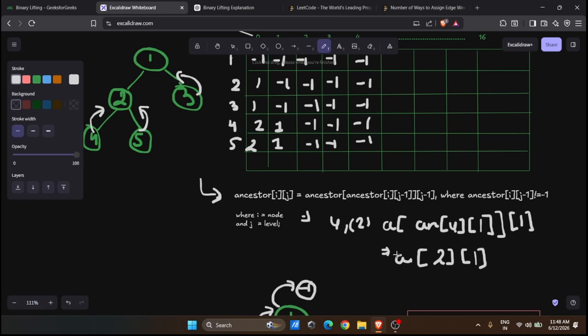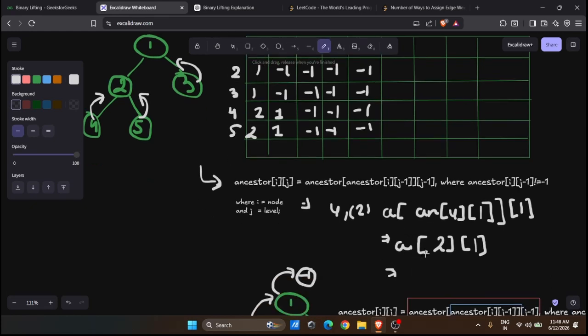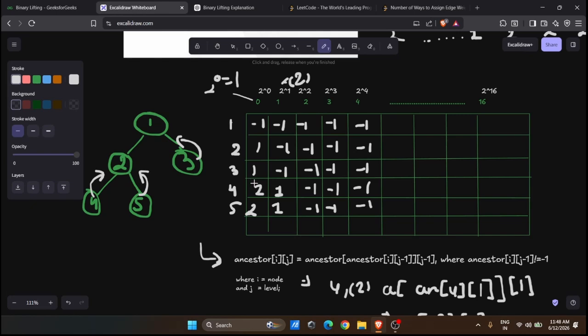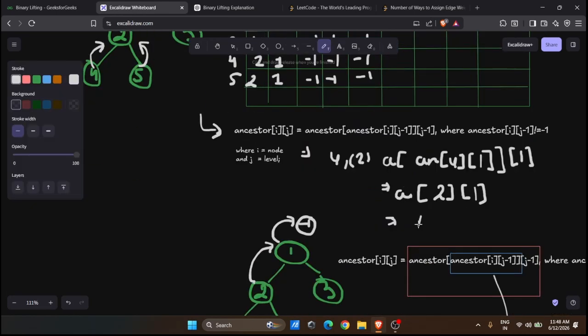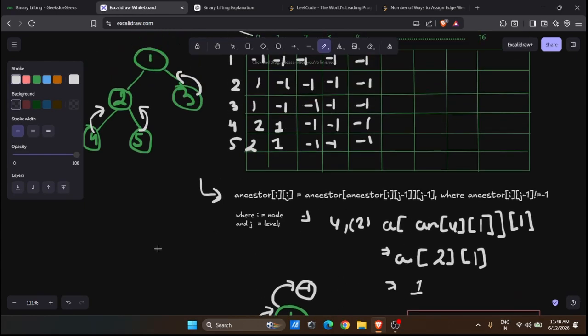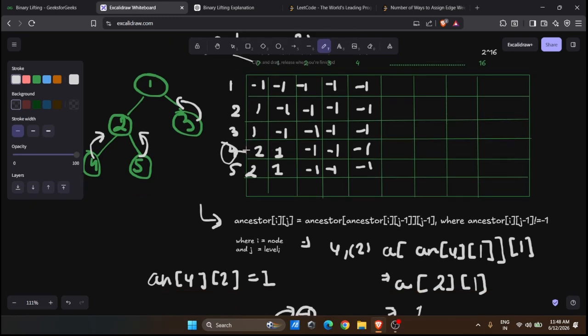That's the way, and we will put in the equation, which is the recursive equation, getting us all the ancestors in an optimal way. So ancestor of 2 at level 1 is 1. So we got the answer 1 over here. For 4, ancestor of 4 at level 2 becomes 1, which I have told you with an example, which means for 4, level 2 is 1, which we got with the help of an example.